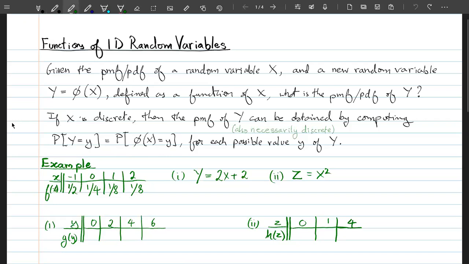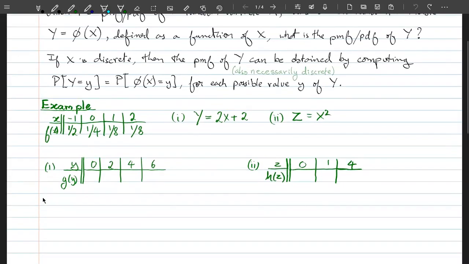So here we have x with probability mass function f of x given in the usual way. You have x taking values -1, 0, 1, and 2, and these are the probabilities of those particular values. And for the same random variable, let's consider two different possible functions. One is y equals 2x plus 2. So y is a random variable, discrete obviously. And another is z equal to x squared. This is also a different random variable defined in terms of x as another function.